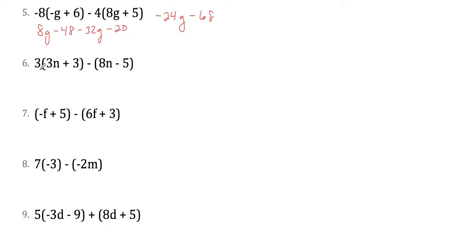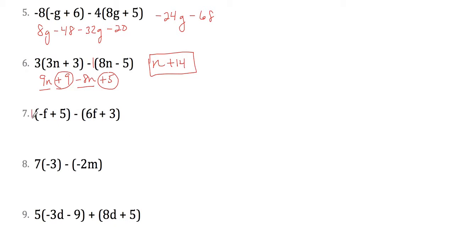Number 6. So 3 times 3n is 9n. 3 times 3 is 9. Negative 1 times 8n is negative 8n. Negative 1 times negative 5 is positive 5. So 9n minus 8n is 1n. I could just write n. And then 9 plus 5 is positive 14. And there's our answer for number 6.